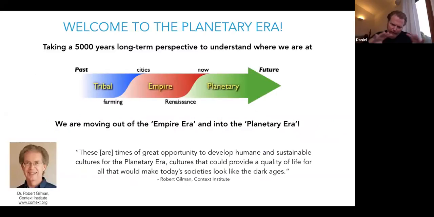Another way of putting this into the larger time frame comes from my friend and mentor, Robert Gilman, who says humanity has gone through three major phases, or two major phases, and we're moving into the third. The first one was the time when we were living in tribes and we were nomads. And then at some point, we started to develop agricultural practices that allowed us to stay in place and feed ourselves in a way that allowed us not to be nomadic anymore.